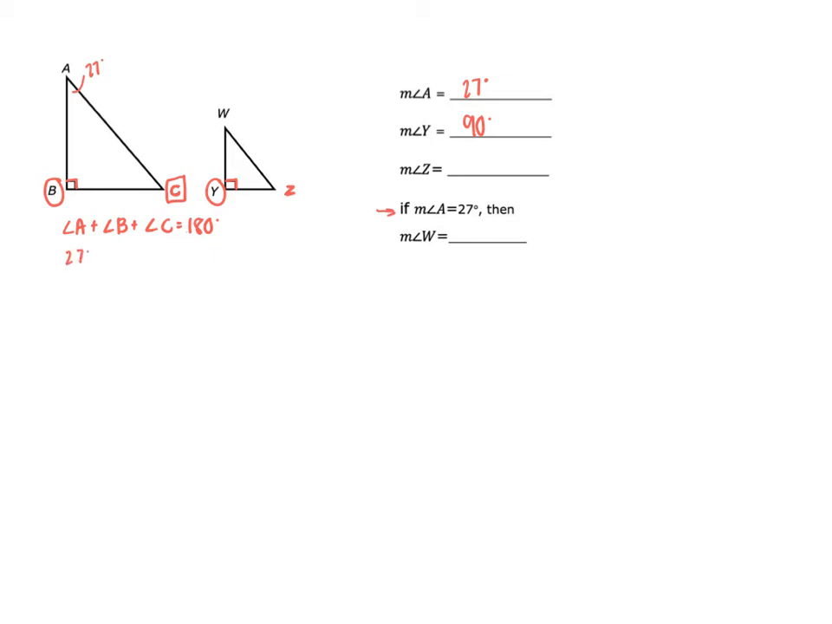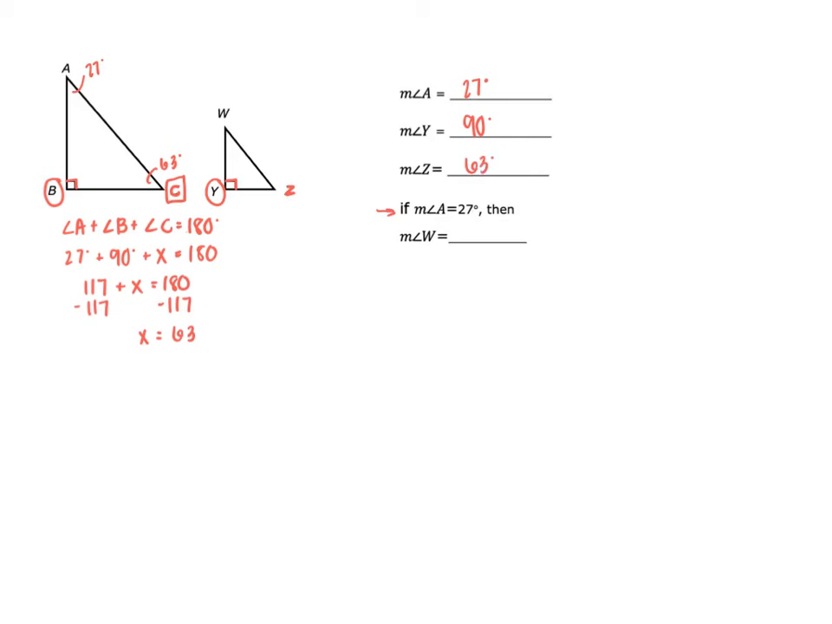We know the measure of angle A is 27 degrees, the measure of angle B is 90 degrees, and we don't know this one, so we can replace it with x. Then I'm going to add these values to get 117 plus x equals 180. And then I subtract 117, and when I do that, I get x equals 63. So that's the measure of angle C, so we can again identify that here. And because angle C and Z are in the same location, we know that angle Z is also 63 degrees.